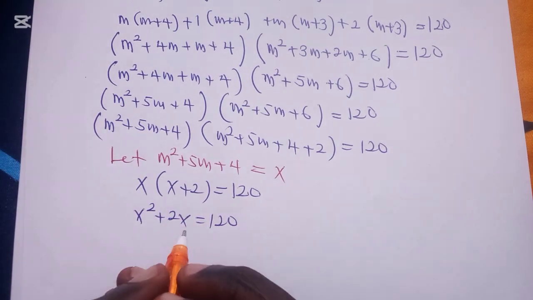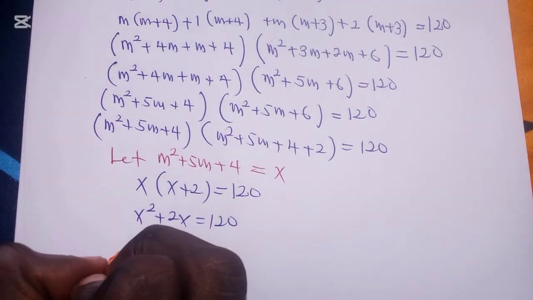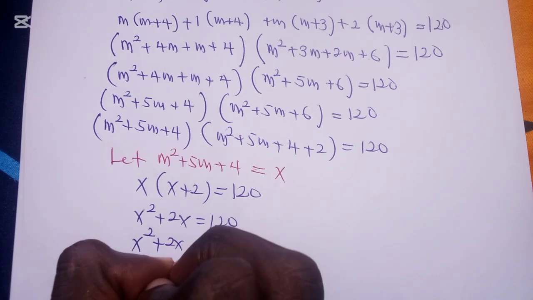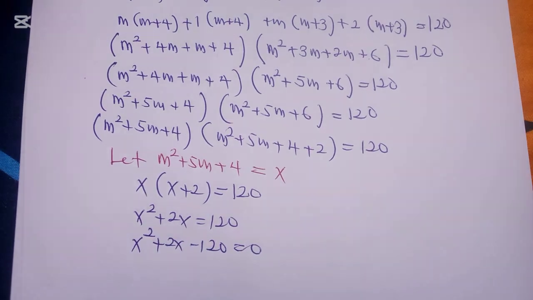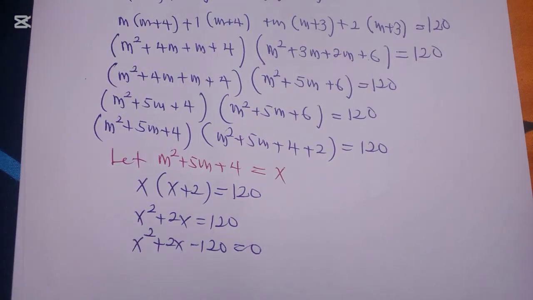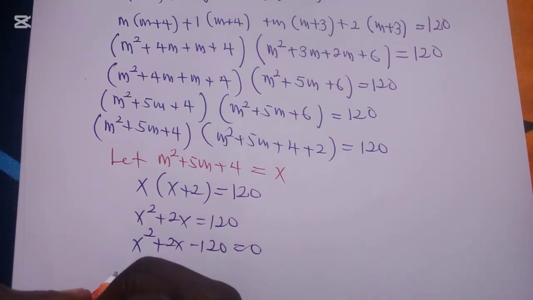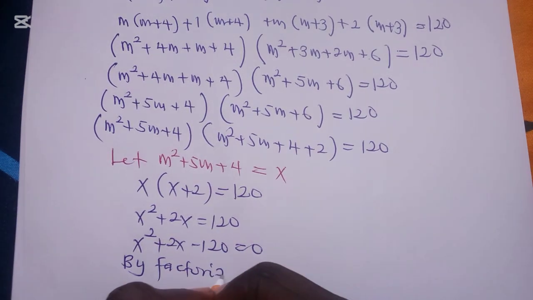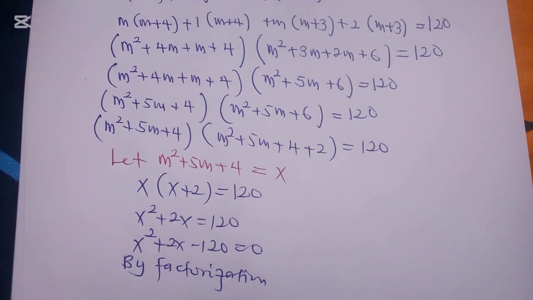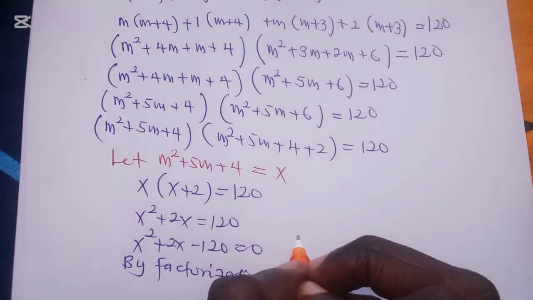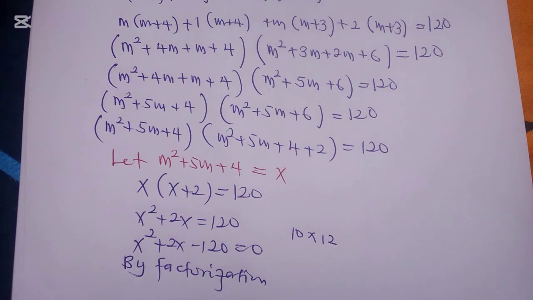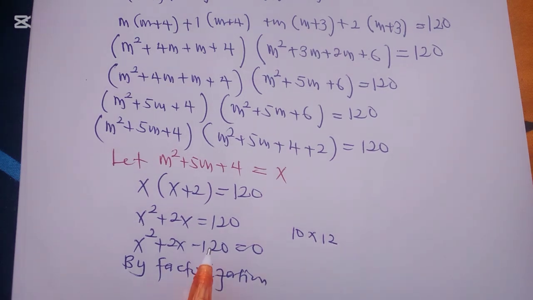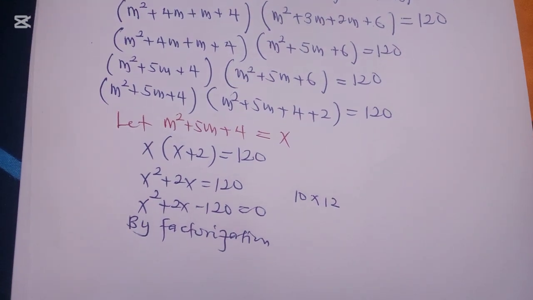Now moving this to the other side, we have x square plus 2x minus 120 equals 0. Let's apply the factorization method to factorize this quadratic equation. What are the two numbers we have to use? We consider 10 times 12, because 10 times 12 gives 120, and subtracting them gives 2. So we use 10 and 12 as our factors.